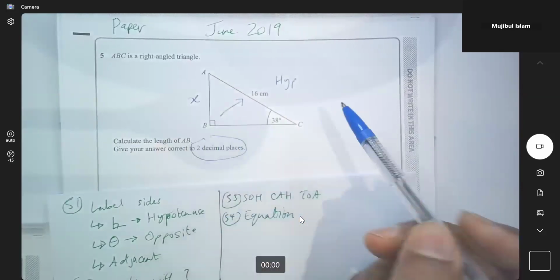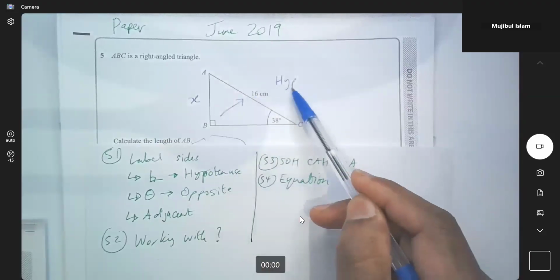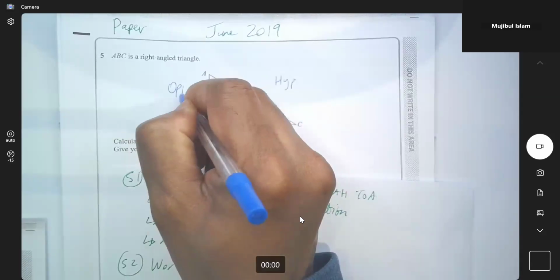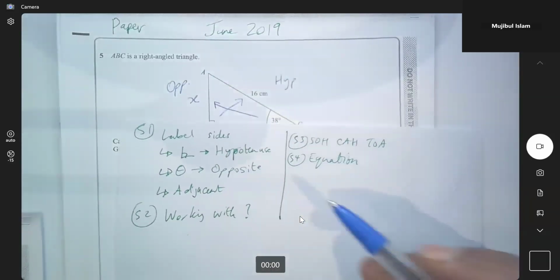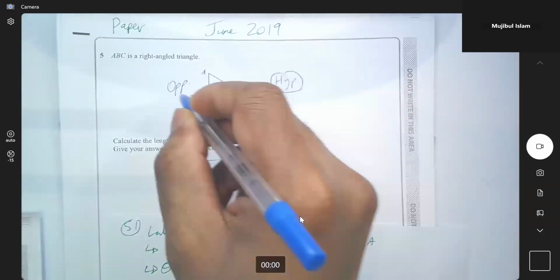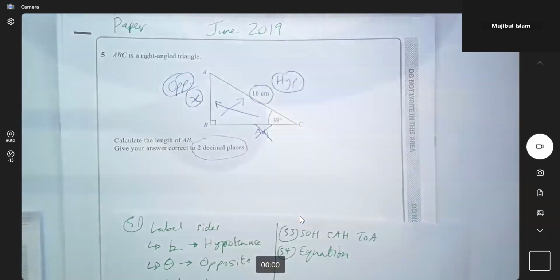So now I can do my step one, label the sides. Opposite the right angle is my hypotenuse. Opposite my angle is my opposite. And this one is my adjacent. So hopefully you've done that. What am I working with? 16, which is hypotenuse, X, which is opposite. I'm not working with adjacent.